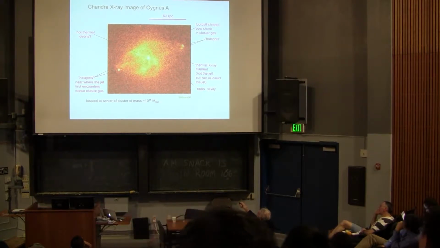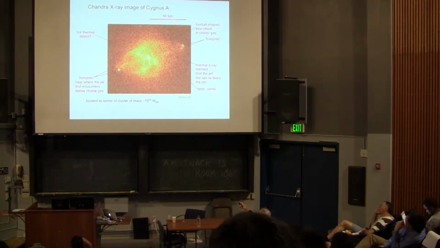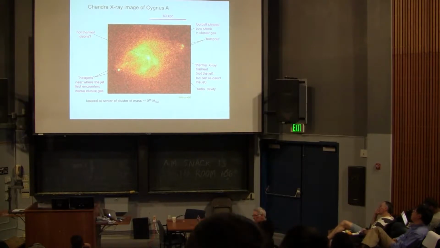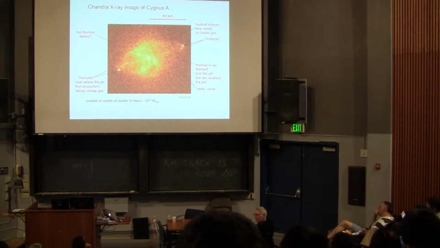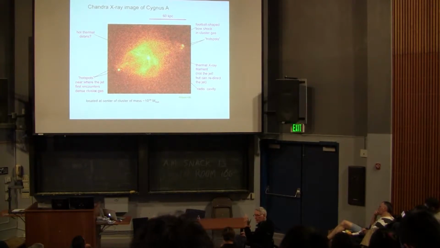In this case, there are actually four, but many of these sources have multiple hotspots, and I believe it's just due to the deflection of the low momentum, relativistic jets by this thermal material that's in the same pathway.